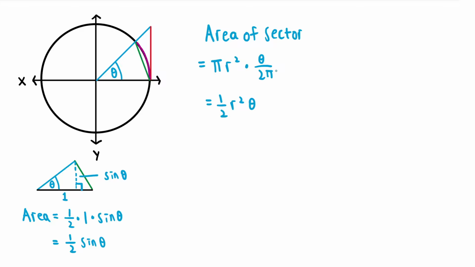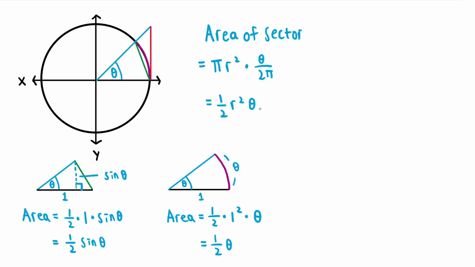If we simplify this expression, the factor of pi and pi in the denominator cancel out, and the area just turns out to be 1/2 r squared times theta. So the area of the sector contained within the unit circle is 1/2 times 1 squared times theta, because the unit circle has a radius of 1, so r equals 1. This simplifies to 1/2 theta, which is the area of the sector.